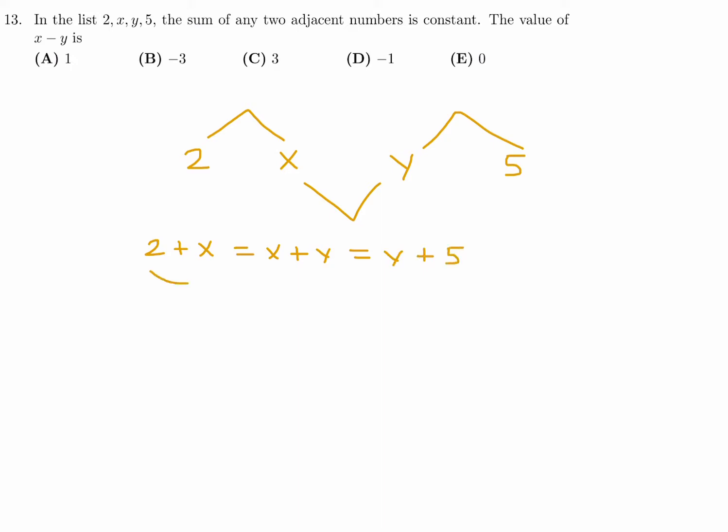Okay? From this equation, I basically get that 2 is equal to y because the x's cancel. From that one, the y's cancel, and I get x is equal to 5. That's it. So I just have to now figure out x minus y. That's going to be 5 minus 2, which is 3. Number 13, the answer is C.